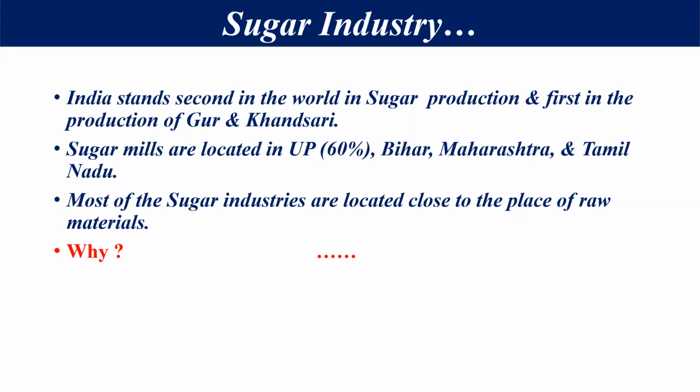Now, if we think about the sugar mills, nearly 60% of the sugar mills are located only in Uttar Pradesh. The rest are located in Bihar, Maharashtra, and Tamil Nadu. Now, dear student, the basic reason is that maximum sugar industries are located close to the place of the raw material. We will discuss this in the later part, why maximum sugar industries are located near the raw material area. It would be the most important question.